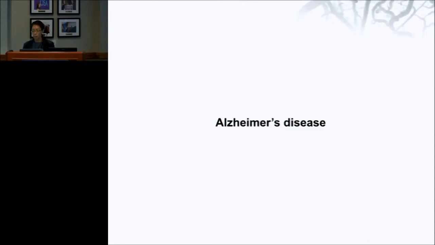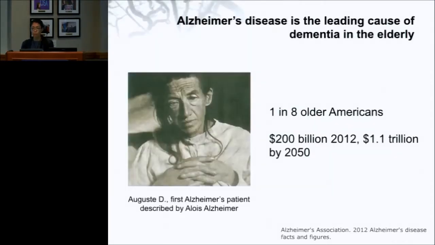So let me digress a little bit and tell you a little bit about Alzheimer's disease. You may already be familiar with this disease, unfortunately, because it is very common. In the coming years, it's predicted that about 1 in 8 older Americans will have Alzheimer's disease. This is a picture of one of the first patients that was identified with this disease by a doctor about 100 years ago named Alzheimer.